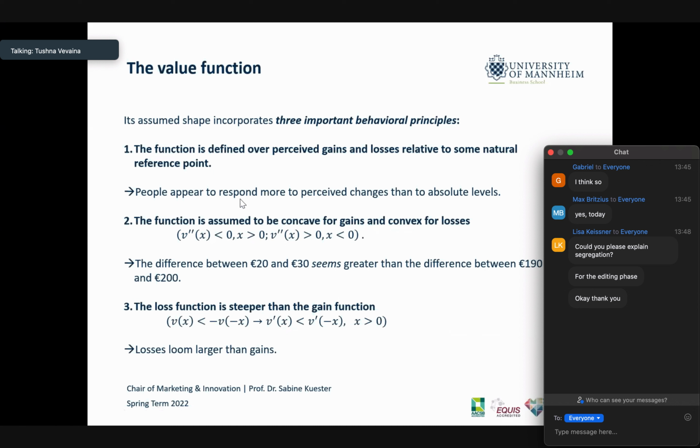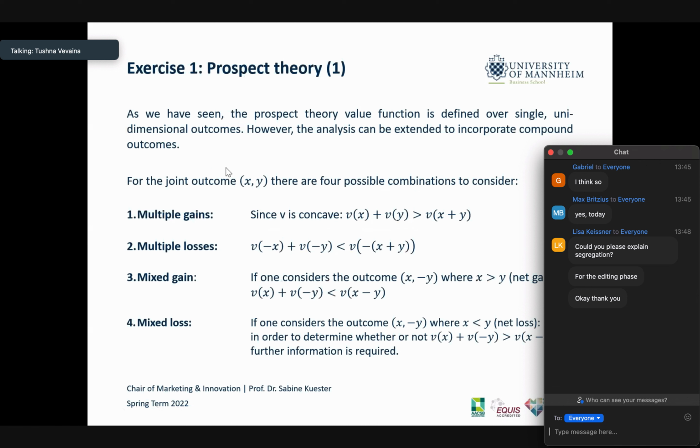And the first concept is basically your perceived gains and losses are relative to the neutral reference point. So just as an example from the second function, your perceived changes are more than what may be in absolute levels. So people appear to respond more to perceived changes than to absolute levels. And that's the example that's also there in the second point. And using this, we try to understand prospect theory. And this is the first exercise. I'll take you all through each of these 4 points.